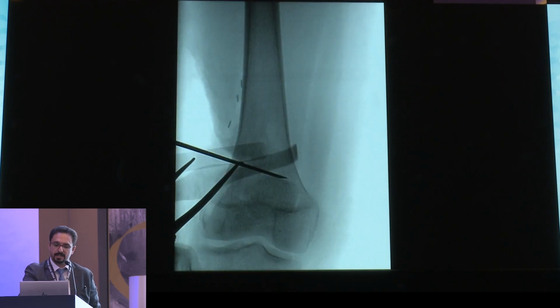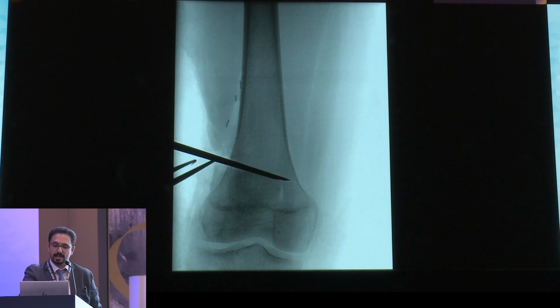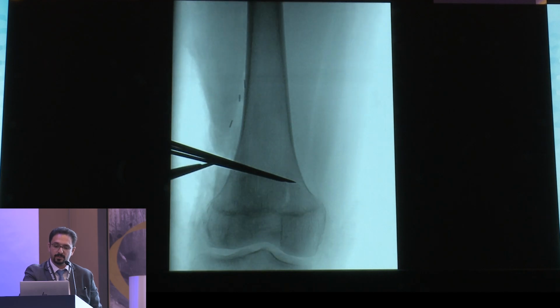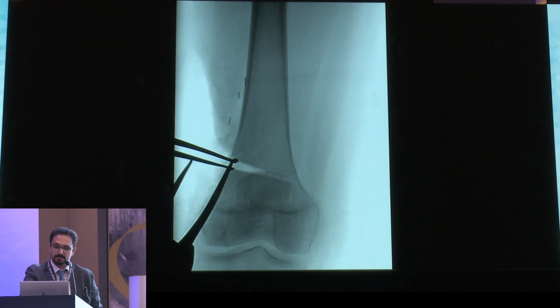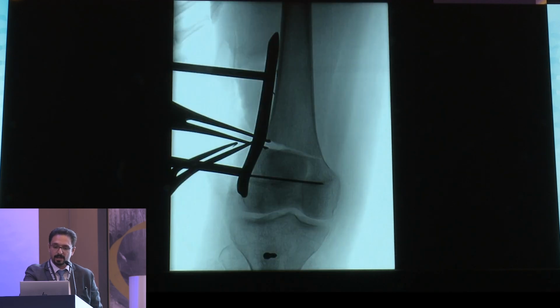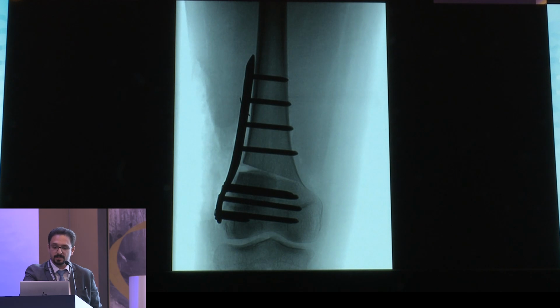Showing just a few seconds, showing the steps. We put a guide, a reference guide. We cut with the saw. We complete the cut with osteotomes. We stack multiple osteotomes. Then we use a lamina spreader to spread, and we check our alignment intraoperatively. Then we fix with a locking plate.